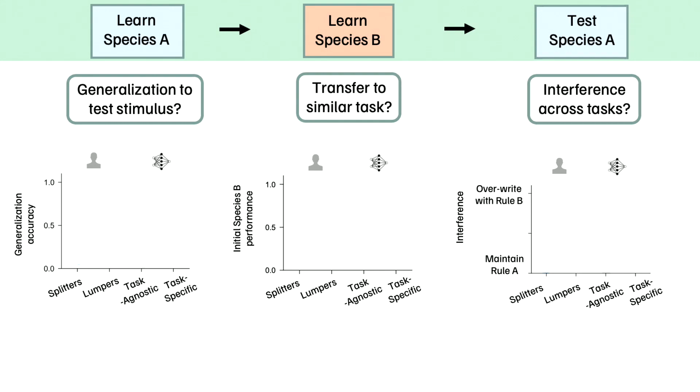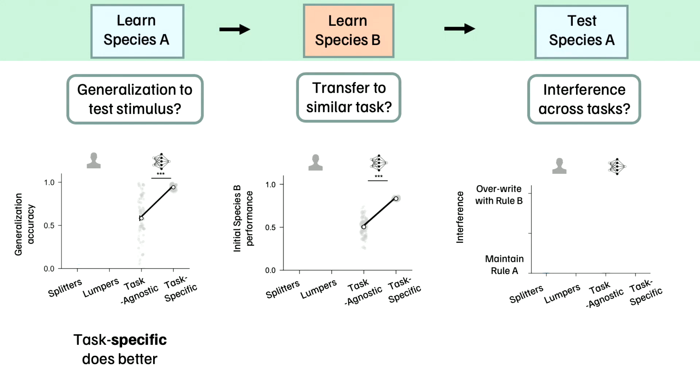Let me start by showing you just in networks. This is a schematic figure of what we did in the tutorial already, which is the generalization accuracy for the task-agnostic representation, which is about at chance, 0.5, versus the task-specific one, which is able to generalize to that test stimulus. And you can see, again, that there's a much more variable response from the task-agnostic representation because it really is just depending on that idiosyncratic activity in the initialization. Okay, what about transfer to a similar task?